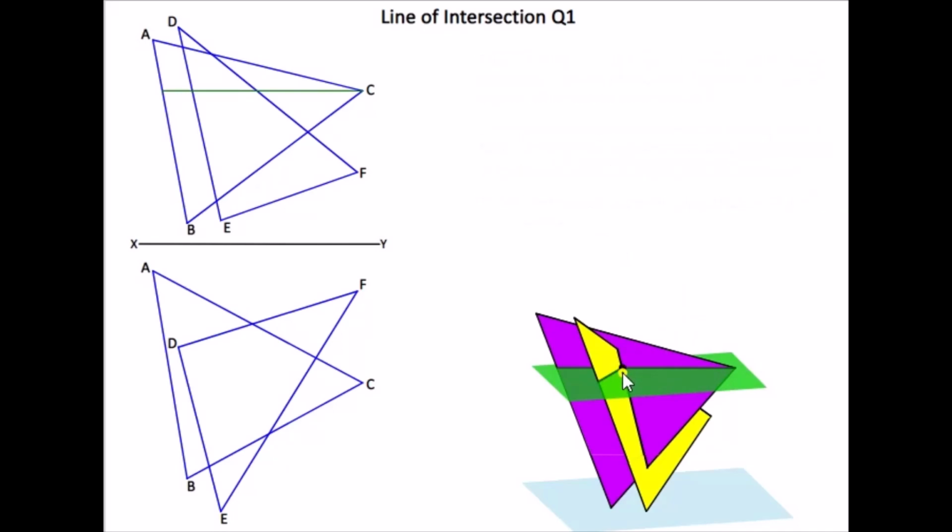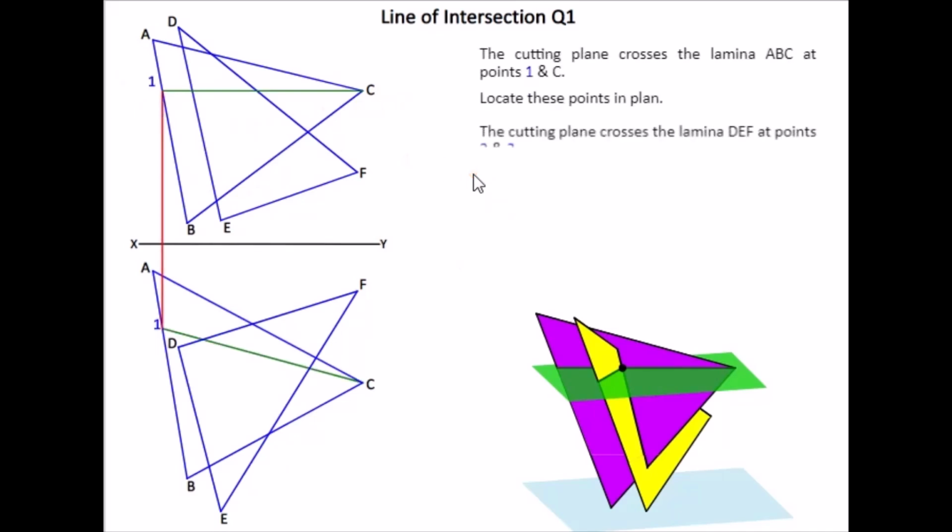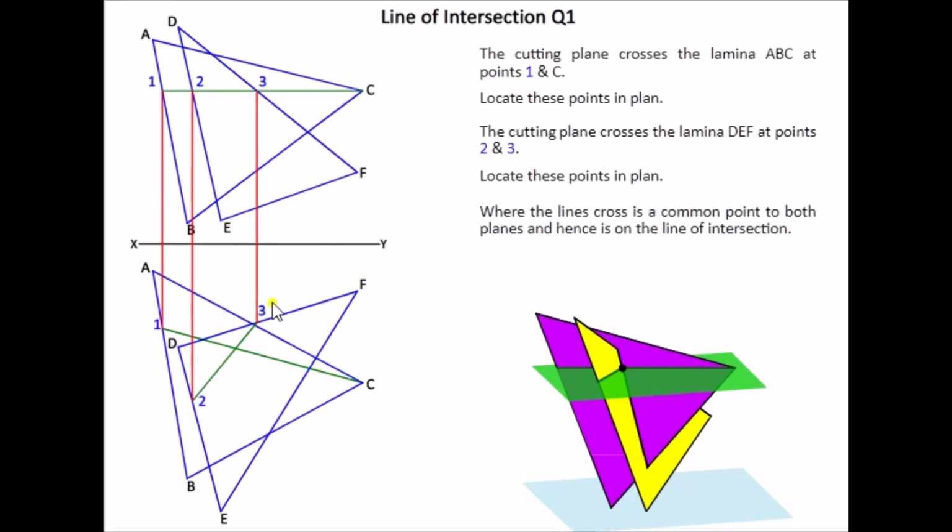So to find this point on the line of intersection, we take a line across from C. Then we bring this line down to our plan view. So this is C1. So C1 now is drawn on the triangle ABC. Then we're going to bring down point 2 and 3, which is on the triangle DEF. So 2 and 3 are brought down onto DEF, and these lines are drawn in here. Now this here is a point on our line of intersection.